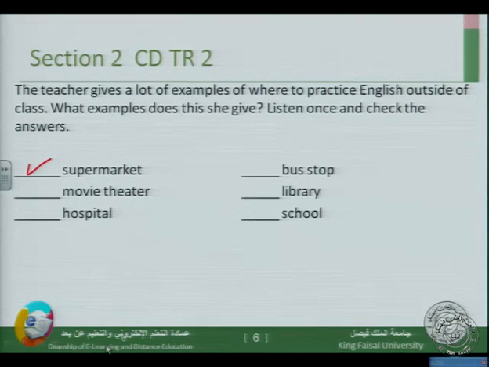Or for example, if you stand in line, a big long line, go, wow, this line is so long. So this is how you can start a conversation in a supermarket. Also, you can use your English at the bus stop. You said, oh, the bus is too late. The bus is too late. And then the other person will say, yes, it's too late. So we start now practicing English at the bus stop.